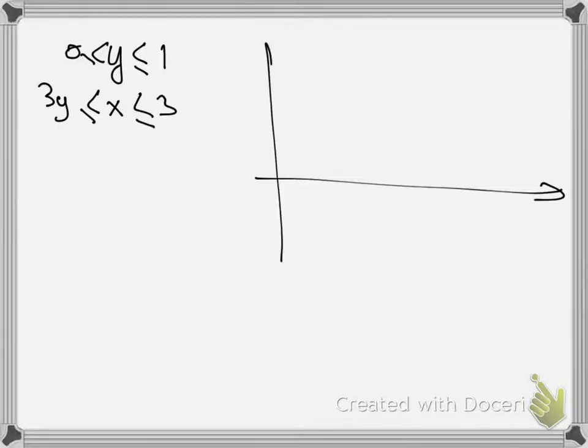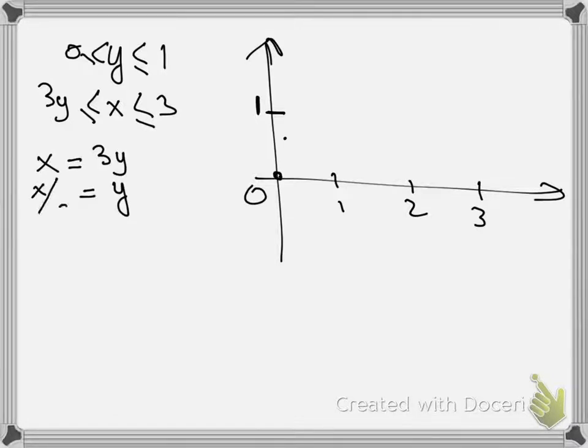So y between 0 and 1, x between 3y and 3. Let's say 1 here. This is 0, of course. x equal to 3. So this is 1, 2, 3. And then you have x equal to 3y, which means that y is equal to x over 3. So first, y is between 0 and 1. It would be this region here. This is y equals 1 and this is y equals 0.